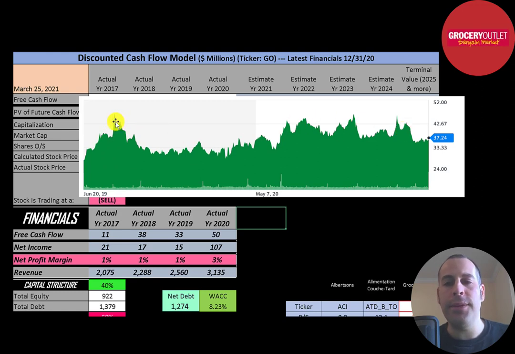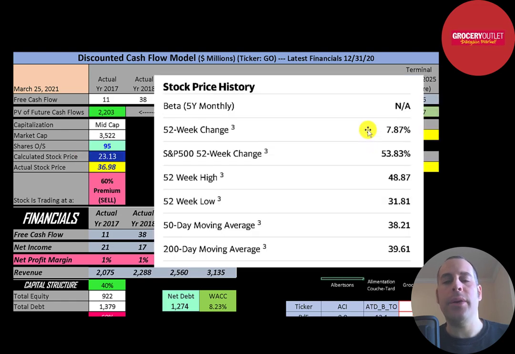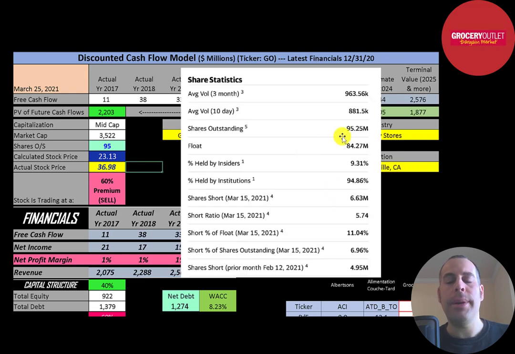It peaked at about $50 a couple of times, but now it's down to $37. It looks like it is up from its IPO price, but not by too much. Their stock has increased 8% in the past 52 weeks, while the S&P 500 increased 54%. The 52-week low was 32, the high was 49. And the stock is trading below its 50-day and 200-day moving average. About 1 million shares are traded each day on this stock.